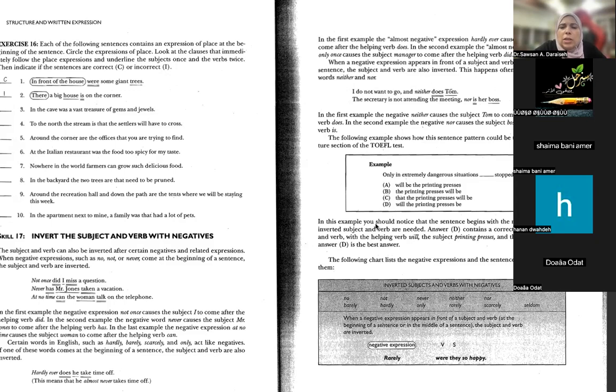"Will be": will is a helping verb, and be is a helping verb, by the way. You just have to say that the verb is made up of two divisions, two pieces, okay? Because will has to be followed by an infinitive, another verb. It's an auxiliary, and auxiliary means helping. It's a kind of helping verb, okay?